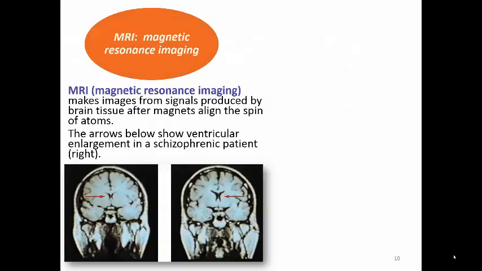the brain light up. Magnetic resonance imaging makes images from signals produced by brain tissues after magnets align the spin of atoms. So the arrows below show ventricular enlargements in a patient with schizophrenia. So one of the things that they found consistently in the brains of people with schizophrenia is the ventricles, the area in the middle of the brain, tend to be larger.